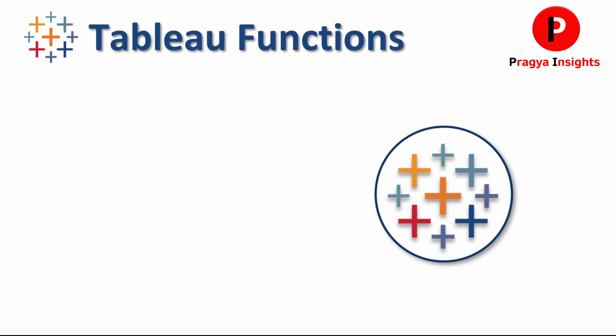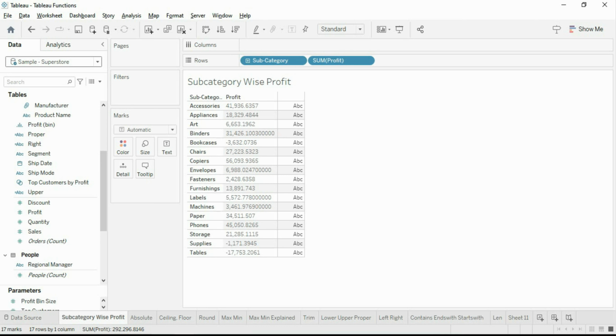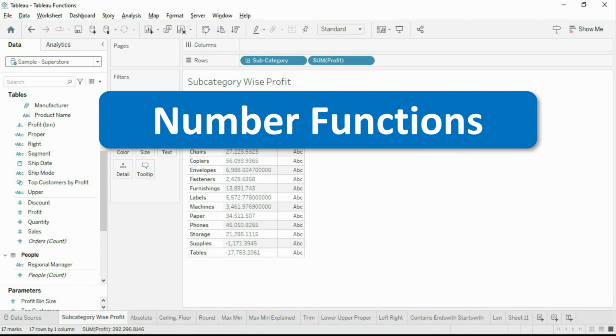Tableau functions are categorized as number functions, string functions, date functions, type functions, logical functions, aggregate functions, user functions, table calculation functions, and spatial functions. Let's again go back to our first requirement, which is creating a profit table. Since the profit value is numeric type, so we will be using number functions to create or format our table.